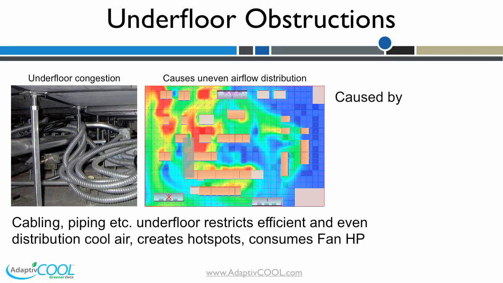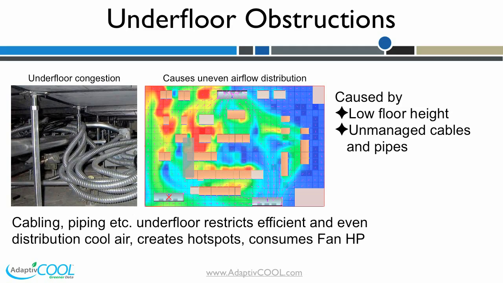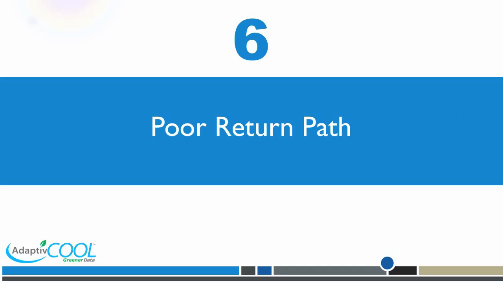One may not be able to do much about the floor height, but there is something that can be done. It is important to minimize the surface area of obstructions that the airflow sees. So obstructions such as cables should be tightly bundled and arranged along the direction of airflow to minimize the impedance.